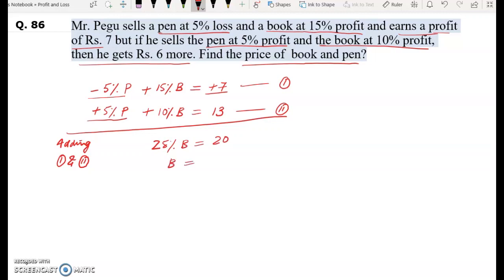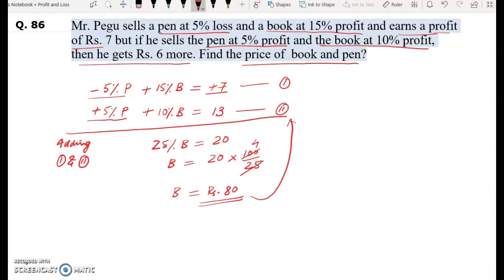So B, the value of book, will be how much? 20 divided by 25%. So if we take it this side, this will be 100 divided by 25. 25 into 4 is 100. So our B will be how much? 20 into 4, rupees 80. Now we have got the price of book, which is rupees 80. Now we need to find the price of pen. What we will do, we will put this value in equation number 2.